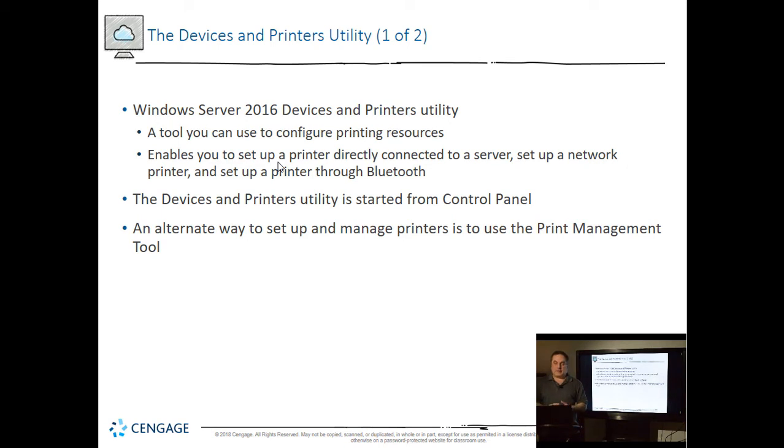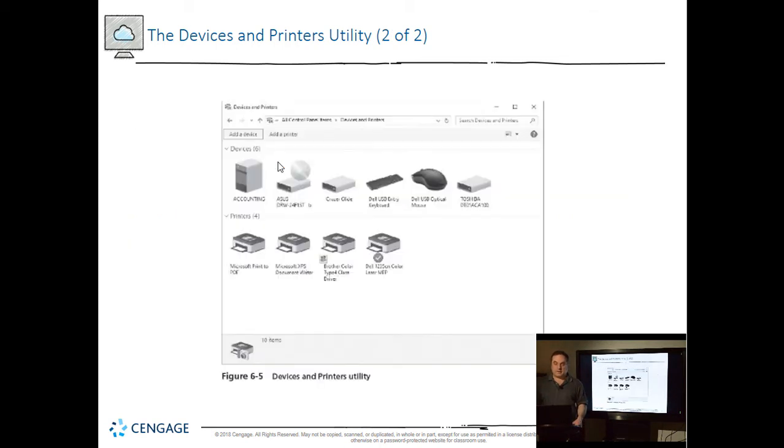The 2016 Devices and Printers Utility is a tool that you can use to configure printers. This is not to be confused with the print management server role. So this is just the basic, go into Control Panel, open up Devices and Printers, and you can share printers right from there. It's very simple, very easy, very quick, something you've probably done before in a previous class, and certainly something you can do in 2016, but you just don't have all those additional capabilities that we just talked about. So this is what it looks like.